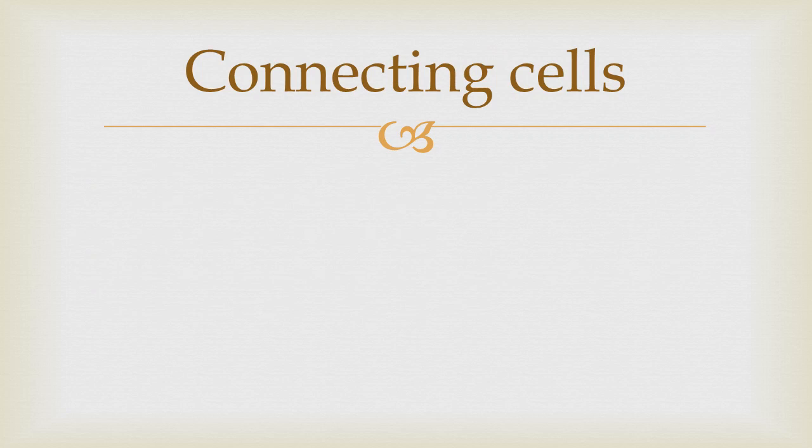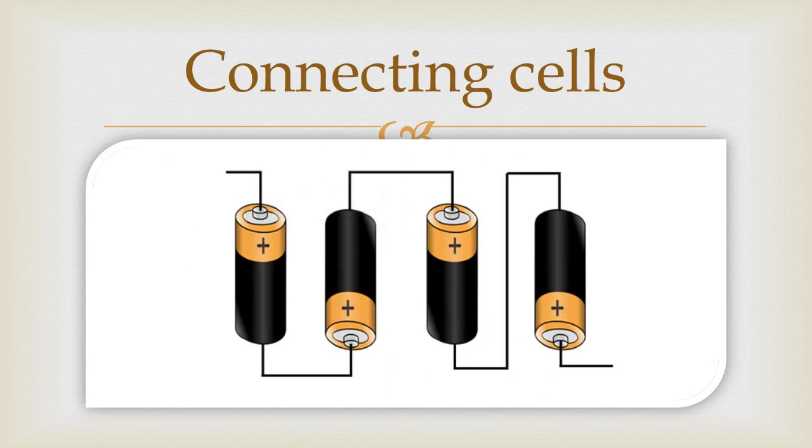Now we are going to learn about connecting cells. Students, you must have seen more than one electric cell connected in an electric circuit as shown in the figure. In a transistor radio, 2 to 3 dry cells are seen to be connected in series. In series means one after the other, in one line. The purpose of doing this is to obtain more potential difference than that of a single cell.